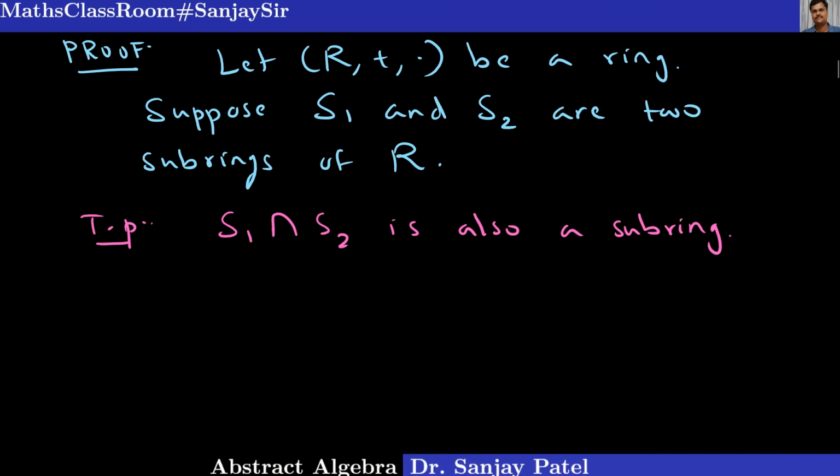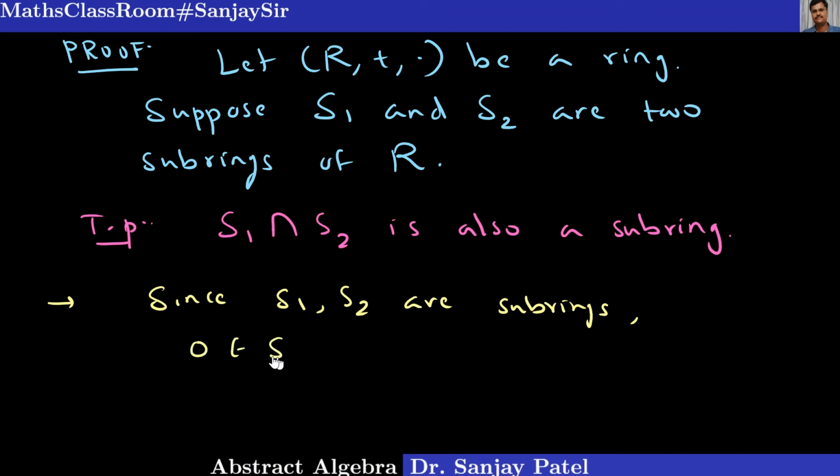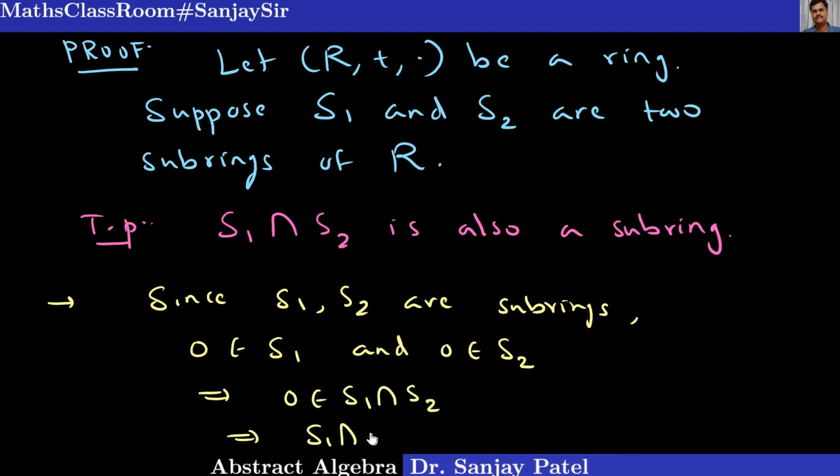So first of all, let us start with the fact that since S1 and S2 are subrings, they contain the zero element. I mean, 0 belongs to S1 and the zero element of the ring R also belongs to S2. So I can say that 0 belongs to S1 intersection S2, and that means S1 intersection S2 is non-empty. This is my first remark.